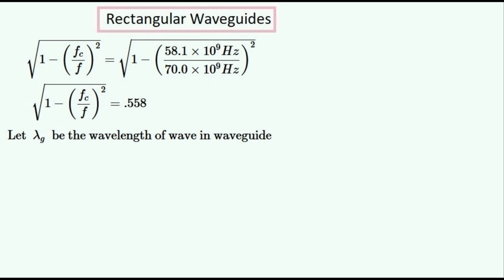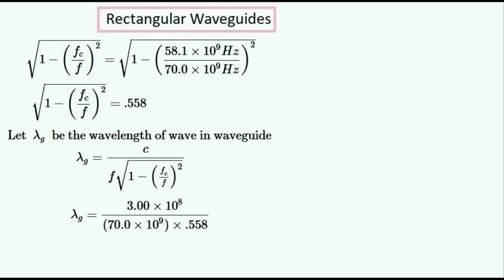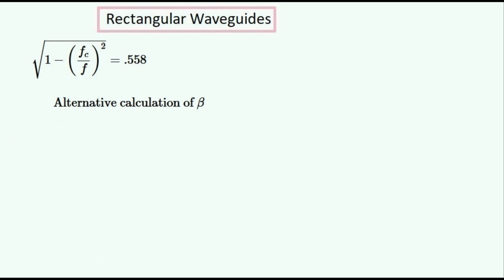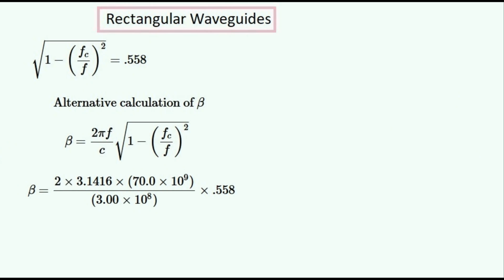So now to find the wavelength of the wave in the waveguide, we'll use this formula to find it. Plugging the numbers into it gives us this expression, which gives us this wavelength in meters. We can use this constant to find the propagation constant using another formula. And this is what this formula is. Plugging the numbers into it gives us this expression. This is what the propagation constant is using this equation, so we can find it a second way so as to check it, and it is equal to the first calculation of it.